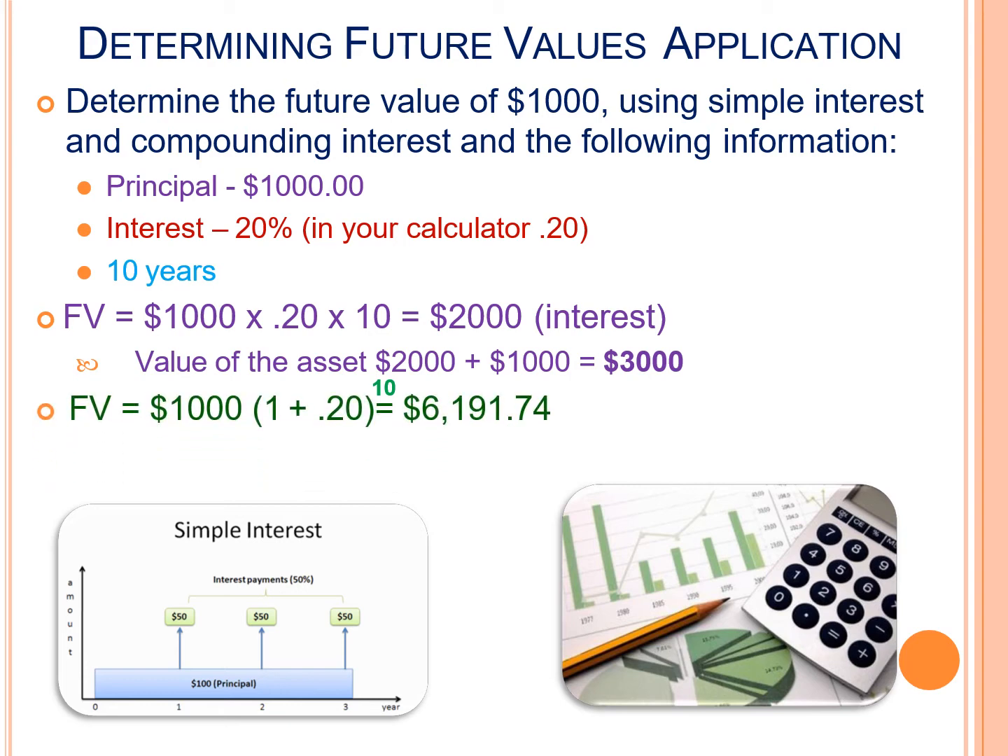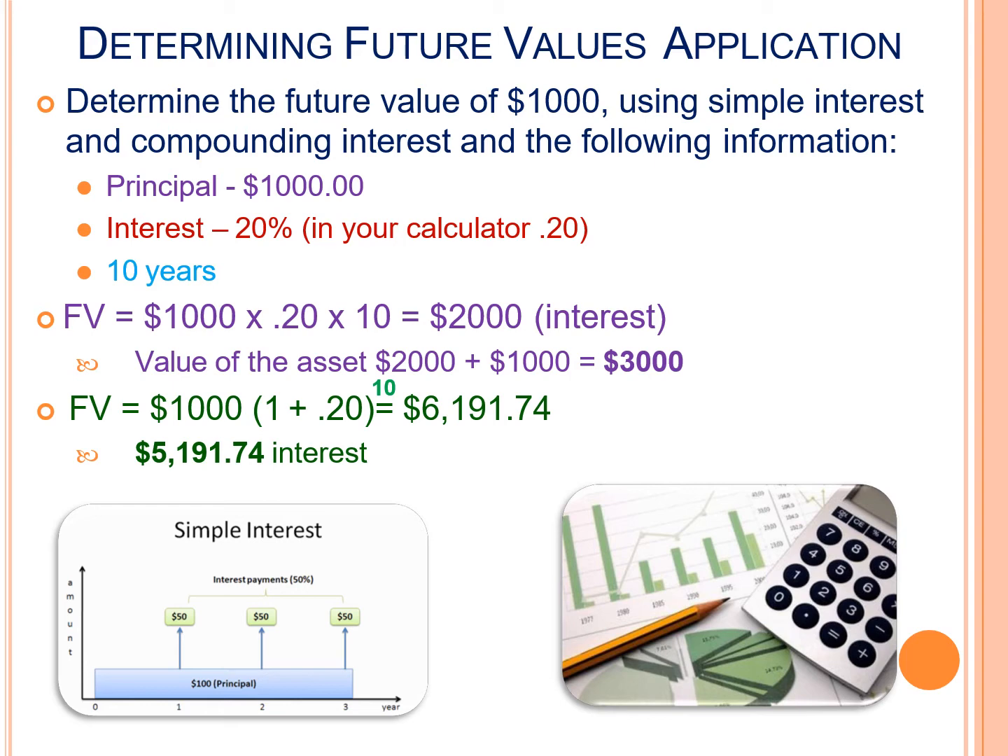But let's see what happens if we do compounding interest, okay? Remember that with compounding interest, the future value equals 1,000 times 1 plus the interest rate, so in this case 1.20 to the power of 10. That means our $1,000, when we look at our account balance 10 years from now, is going to be worth $6,191.74. Now, if you subtract 1,000 from that, that tells you we generated $5,191.74 in interest. Wow.